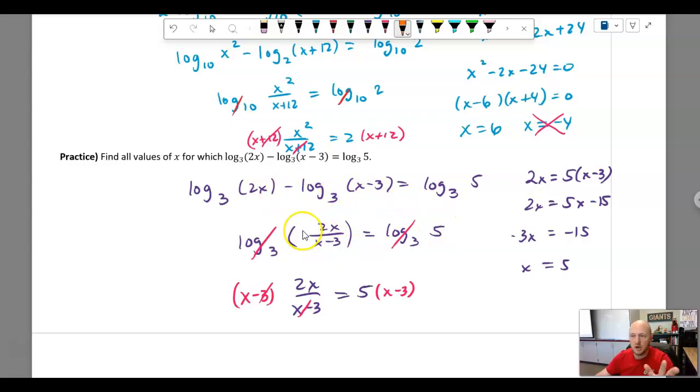Now that we have a single logarithm on each side, we can cancel the logarithms, and we get 2x over x minus 3 is equal to 5. I'm going to get rid of that x minus 3 in the denominator by multiplying, and so what you get is 2x equals 5 times x minus 3. We'll distribute, and then we'll go ahead and move our 5x. I subtracted 5x on each side, and then I divided by a negative 3 in order to get x equals positive 5. It is valid. When you plug in 5, everything is peachy.